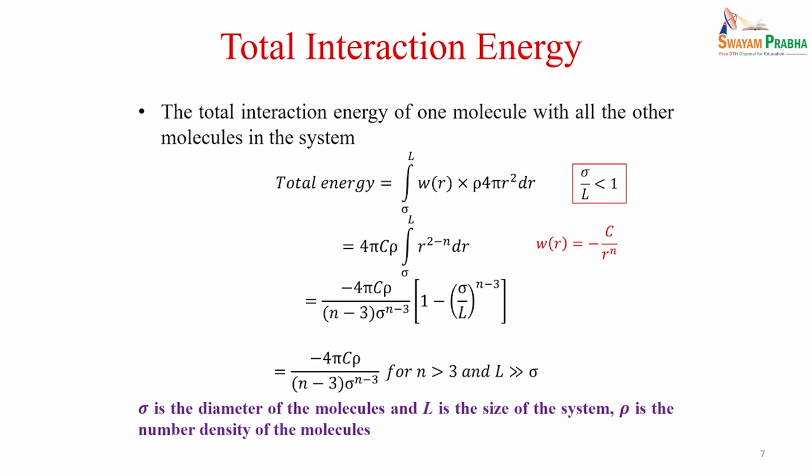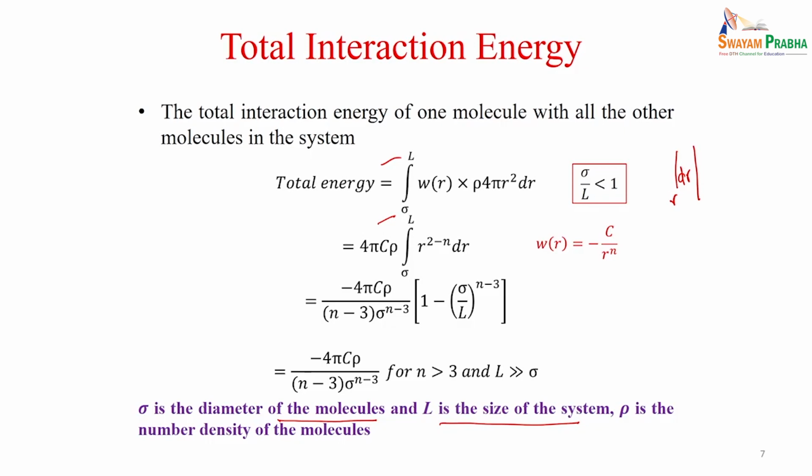Now, one can calculate the total interaction energy. Let us say in the system, one molecule is going to interact with all the other molecules in the system. So, total interaction we have to integrate. This is the size of one molecule, the diameter of the molecule, and L is the size of the system. So, the total number of particles, we are talking about the interaction at r, this is r and this is dr.